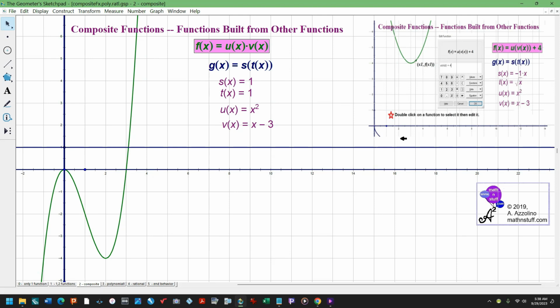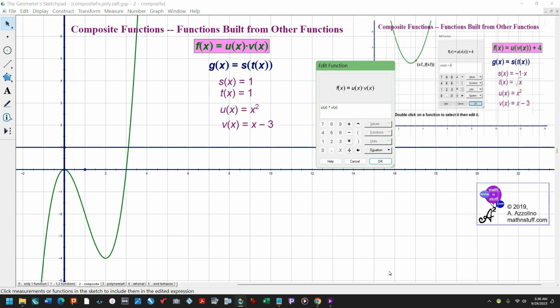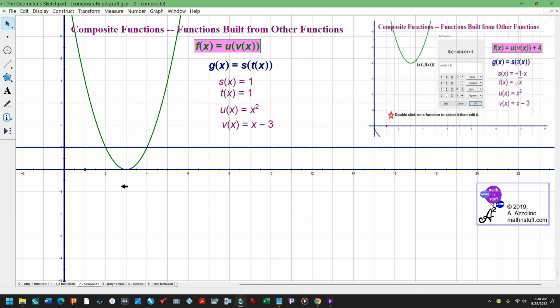Now let's make it u of v of x. Now we have the line squared, which gives us hopefully a parabola shifted over 3. Bingo. Okay, that's how you can play with the composite.